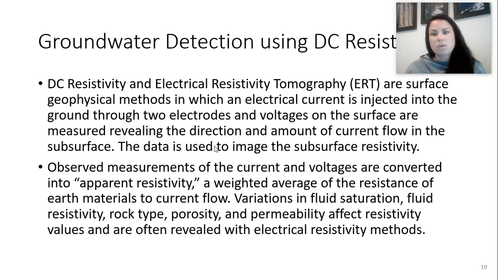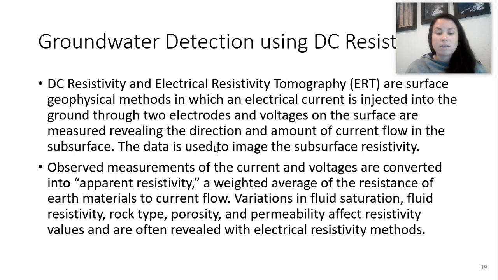Okay, another tool that we use in geophysics is called DC resistivity. DC resistivity and electrical resistivity tomography are surface methods where there's an electric current being injected from electrodes into the subsurface, and we can measure the resistance of flow. So it's helpful if we're trying to determine groundwater flow, which direction it's going. If you don't have surface wells or any groundwater wells, DC resistivity would be able to tell you that. And that's important if we have groundwater contamination.